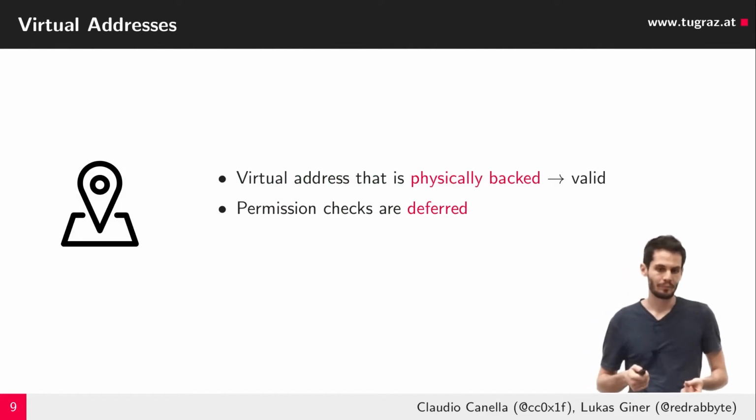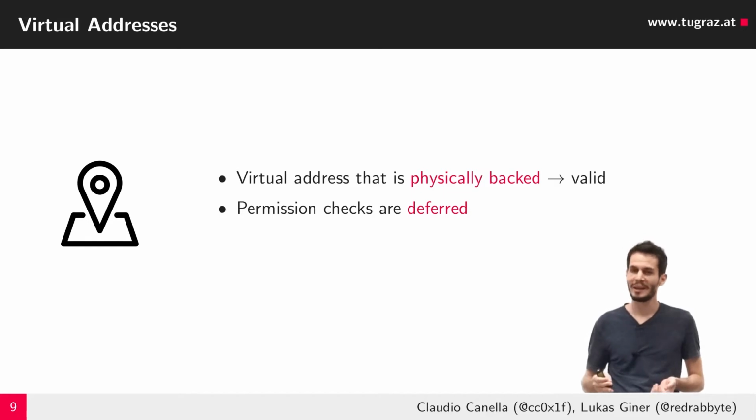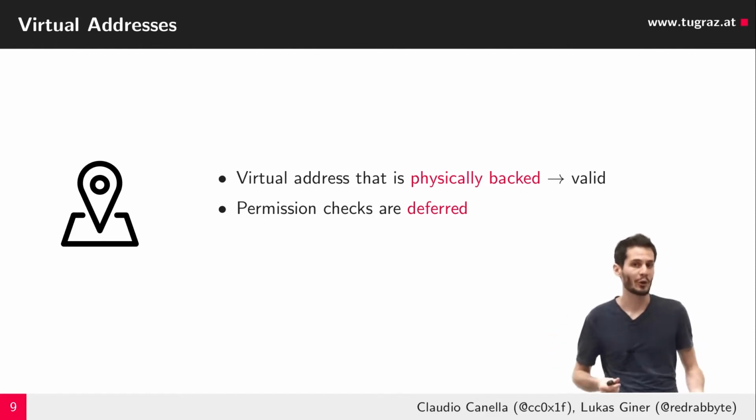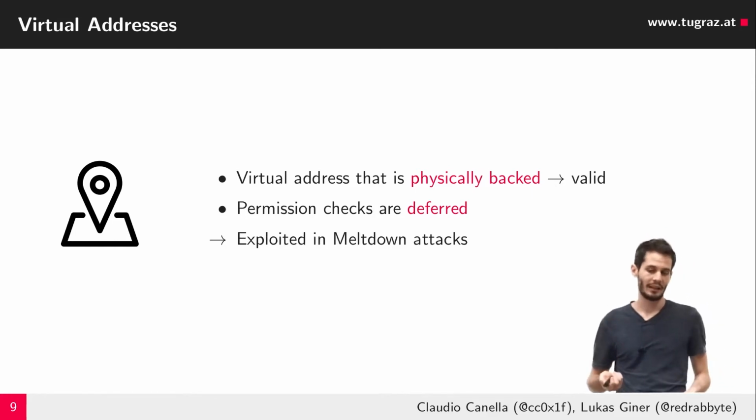And the permission checks, this is something a bit special about Intel CPUs, happen not exactly when they should happen or at the earliest, but they happen at some point. And during this, we still get out-of-order execution on the data. And this is, of course, what Meltdown exploited.